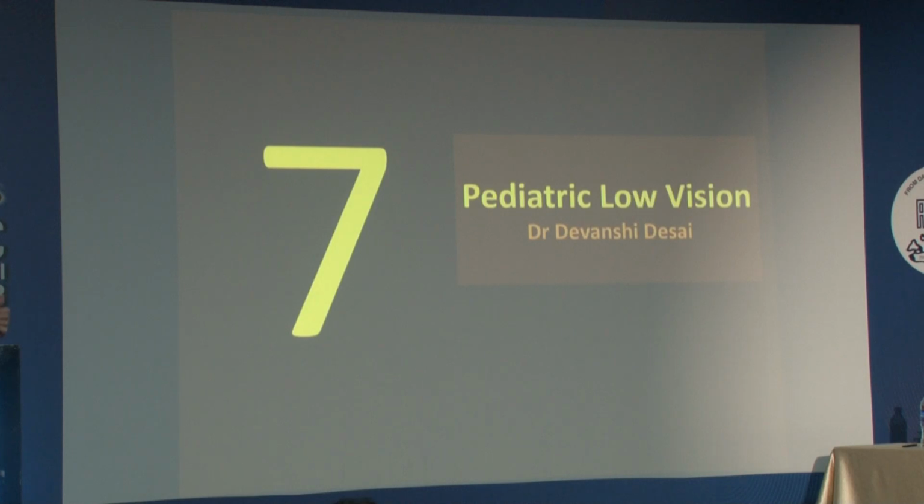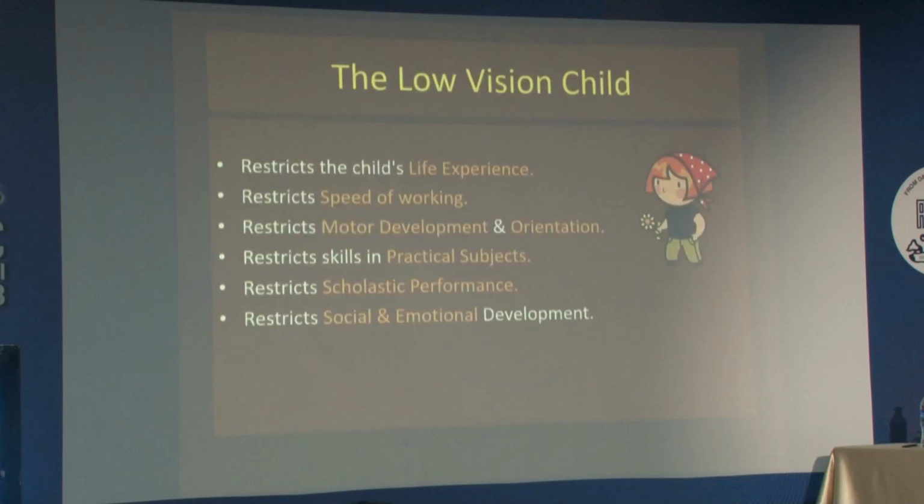Right, so Devanshi has got another session to attend, so I'm taking up her section. You see, when there's a low vision child, that child can have a lot of motor development problems, orientation problems, decreased life experiences, and decreased scholastic performance. So that is the reason why you need to treat a low vision child as early as possible.